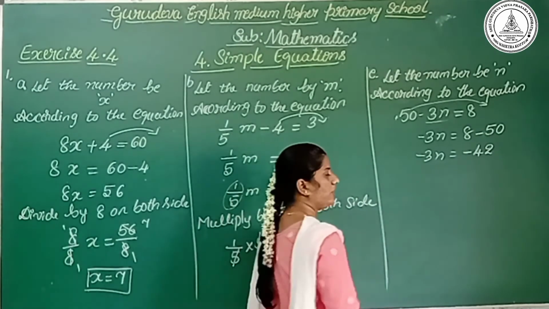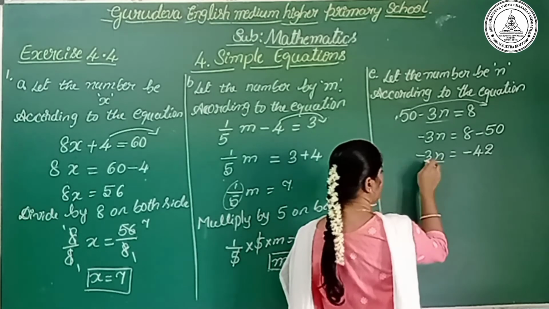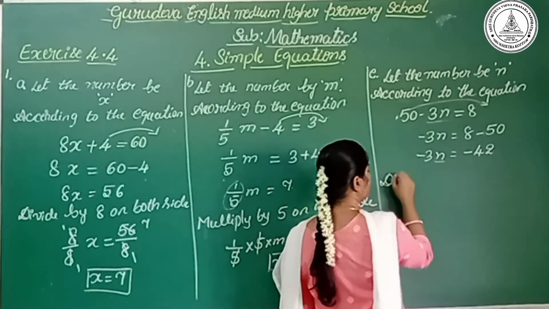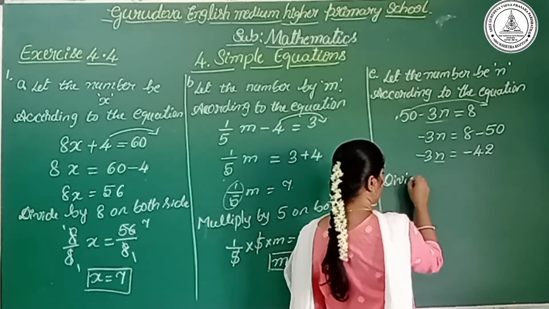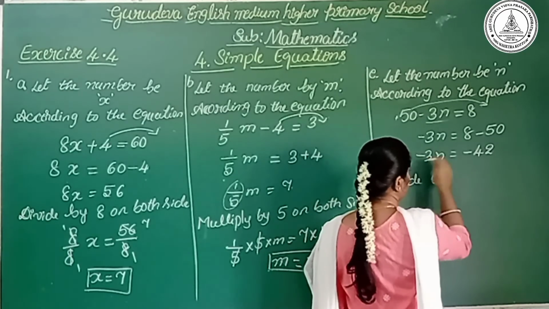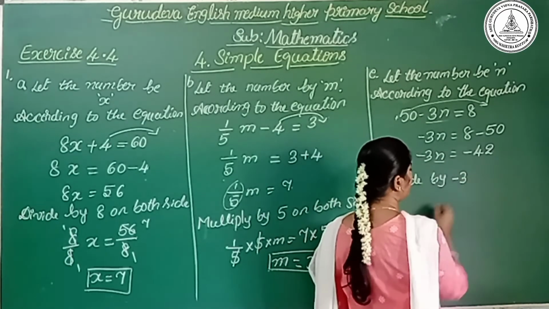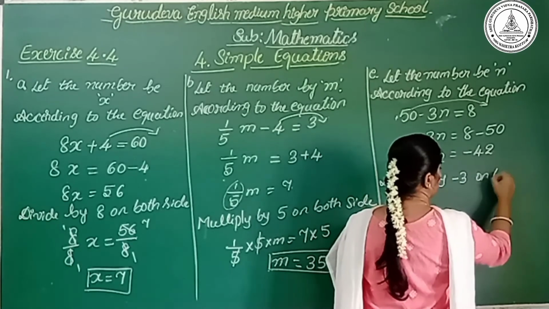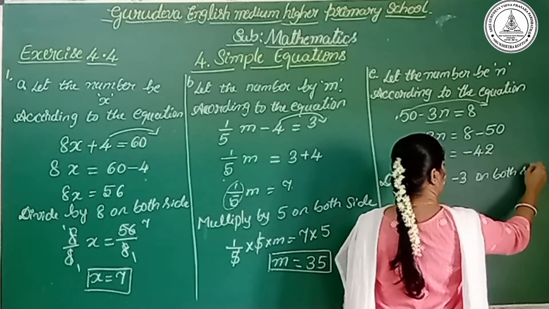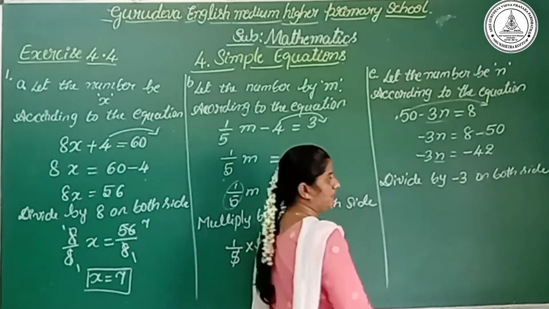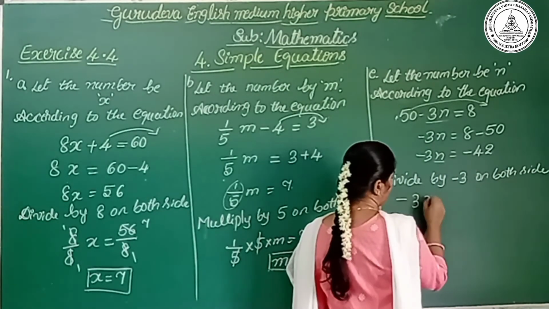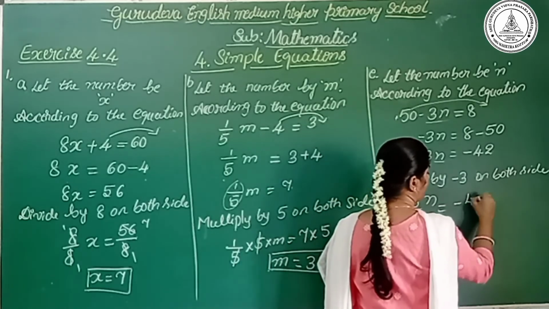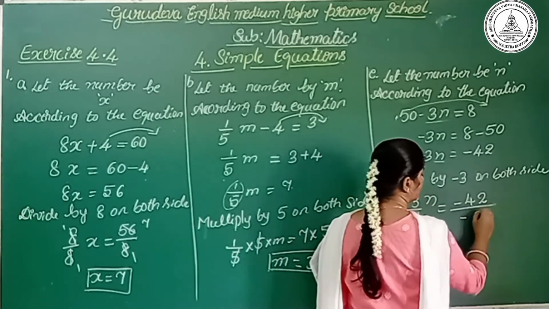Okay. So now I want to separate the variable n here. So here there is a multiplication symbol between the variable and constant. So I want to divide those numbers by 3. So here there is a minus 3. I will divide by minus 3 on both sides. Okay, then what we will get in the LHS? So minus 3n divided by minus 3, which is equals to minus 42 divided by minus 3.